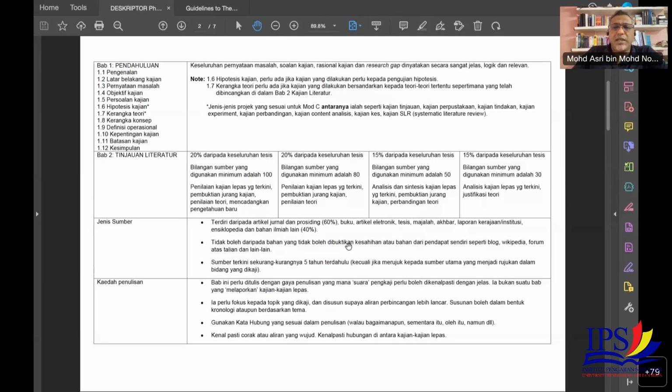And of course, when you're preparing your chapter 2, you should be focusing only on the topic that you are researching. This is another problem with chapter 2, because sometimes students like to include almost everything in their chapter 2. Yeah, they put almost everything in chapter 2.